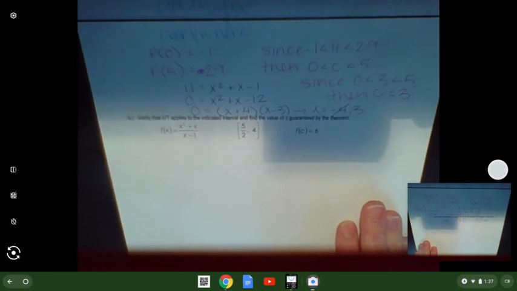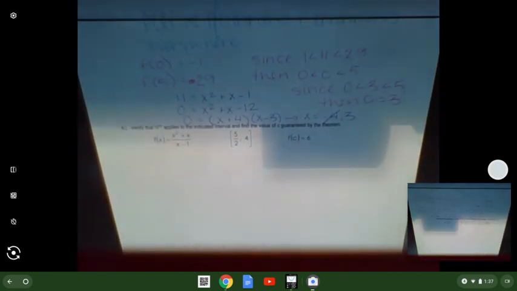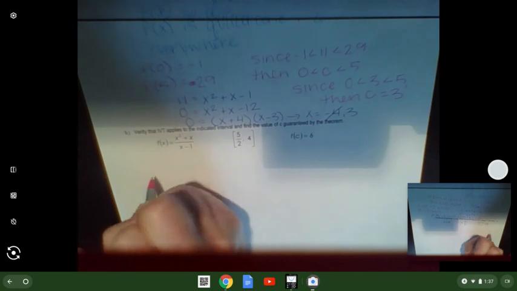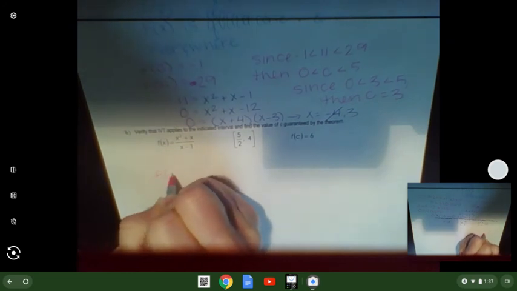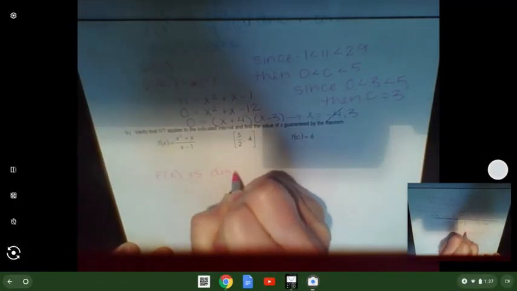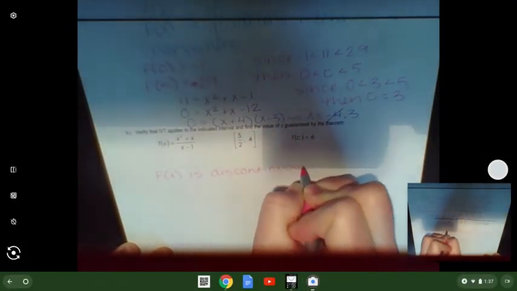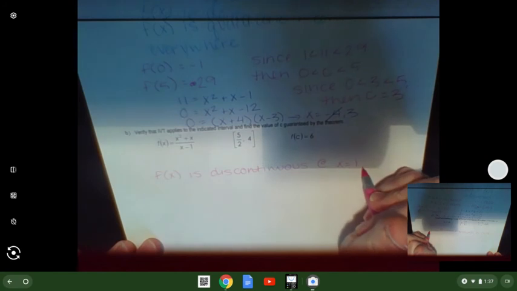Now, we're going to do one more. We're going to do B. And I like B because if you notice, B is a rational function. It is not continuous everywhere. Rational functions cannot have a denominator equal to 0. So f of x actually has a discontinuity. It is discontinuous at x equals 1 because x equals 1 is where our denominator equals 0.